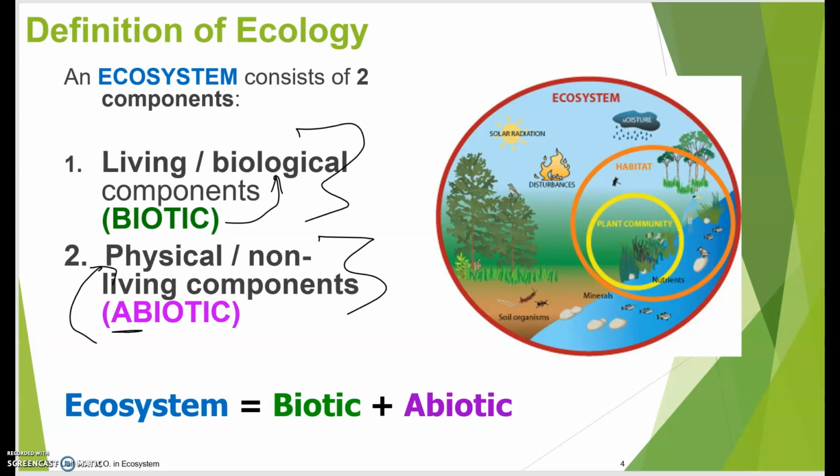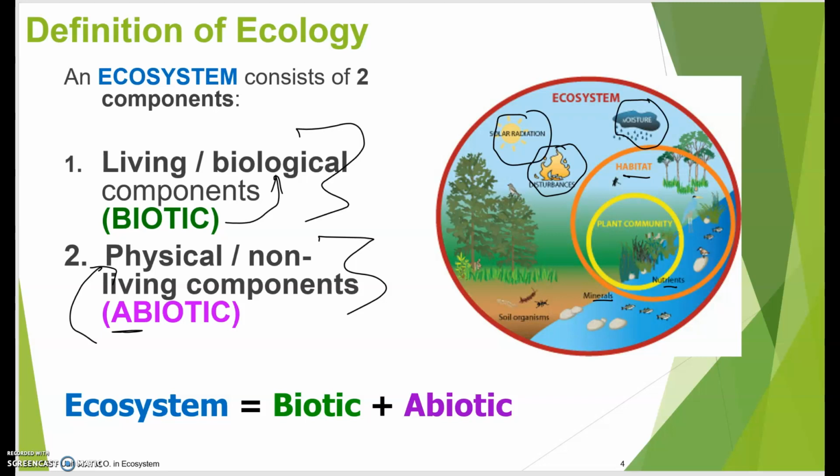If we look over here on our little figure, when we're talking about the abiotic, we're talking about minerals, nutrients, habitat in general. These disturbances will mostly be abiotic. In this case, a fire would be abiotic, so would the solar radiation from the sun, the moisture in the air. All of these things would be abiotic.